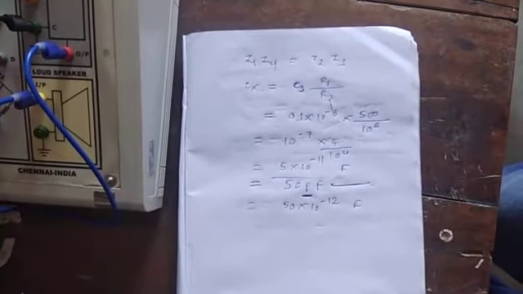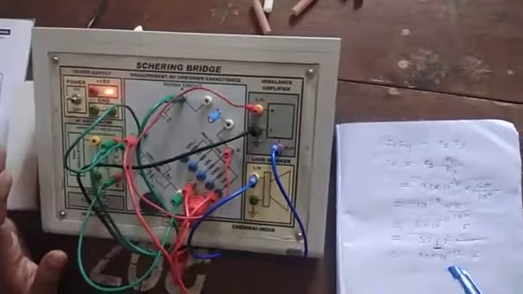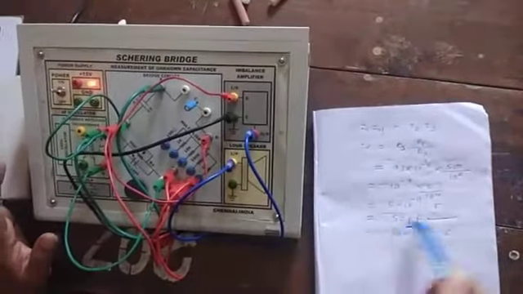So that's it. This is the way to find the value of the unknown capacitance using the Schering bridge. So the unknown capacitance value is 50 picofarad.